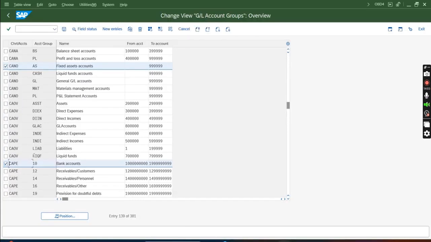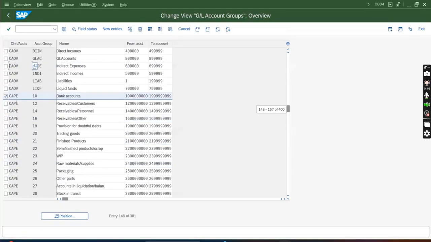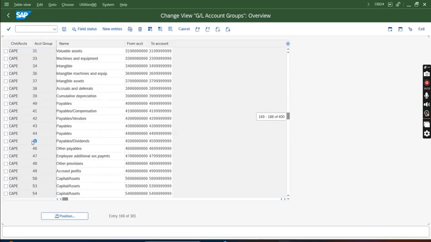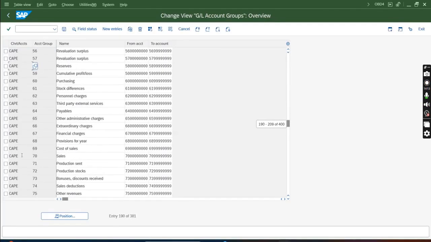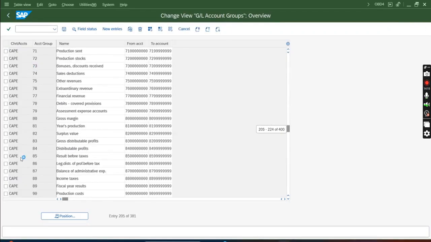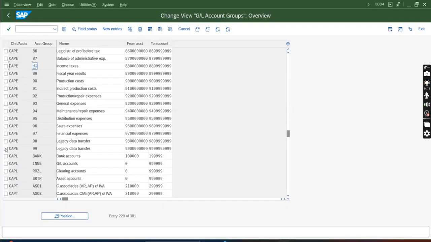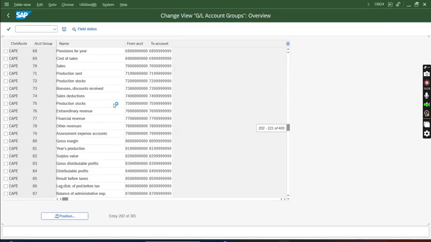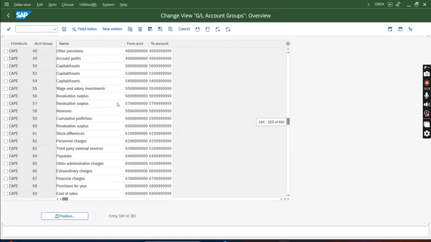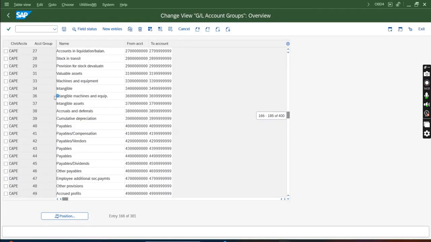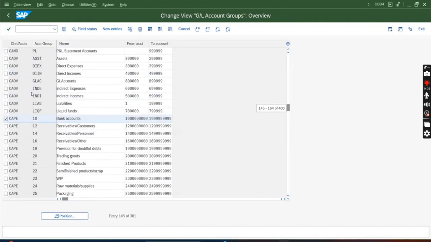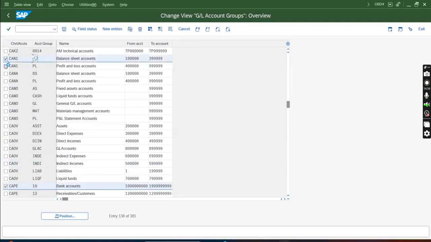You see, sorry, not chart of accounts, account groups. You see the chart of accounts CAPE has so many groups. It still goes on, still going on. I think till 99 it will have. So it has till 99. Legacy data transfer, financial. So they have grouped the GL accounts into different segments. I copied from US 01. It had only two segments, balance sheet and profit and loss account. So I'll go back to CANA. How the number range is designed in CANA.